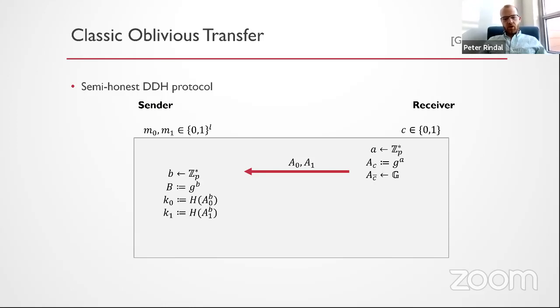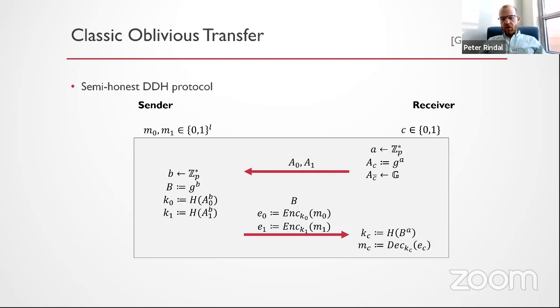And the sender will run the other half of the DDH protocol, where they sample a private key b and the public key, g to the b. And then they do the DDH operation where they raise the other public keys, the big A's, to the power b. This allows them to come up with two keys, K0 and K1. They'll encrypt their messages under these two keys, along with sending their public key B back. And now the receiver can similarly take the public key B, raise it to the power of their secret key a to compute the common key K_C, and then decrypt the corresponding message. This just follows from the commutative property of DDH type assumptions.